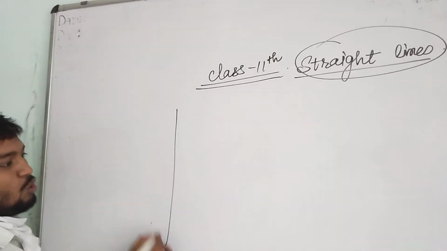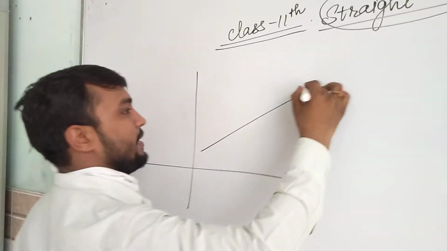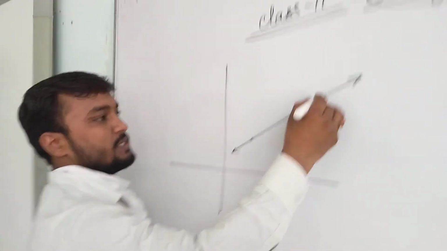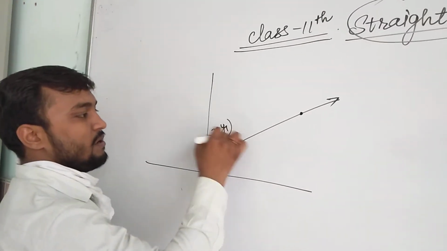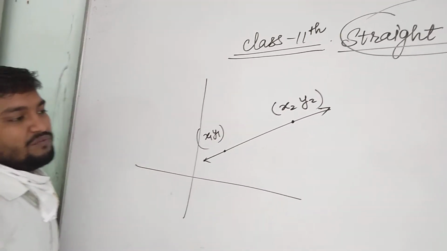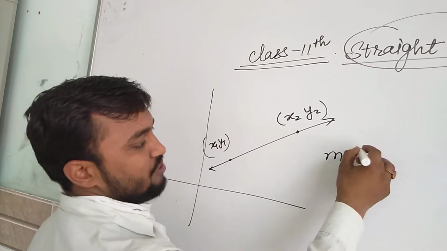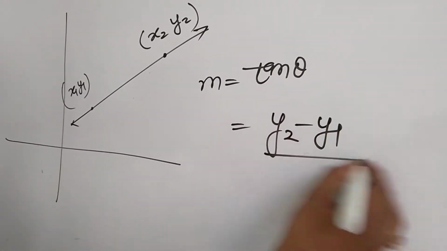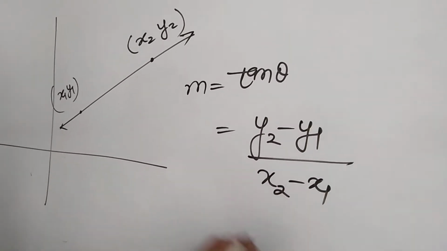What is the slope of a line, students? When a line passes through 2 points, with coordinates x1, y1 and x2, y2, we have the formula that m is equal to, first, tan theta. Secondly, we have the formula y2 minus y1 upon x2 minus x1.